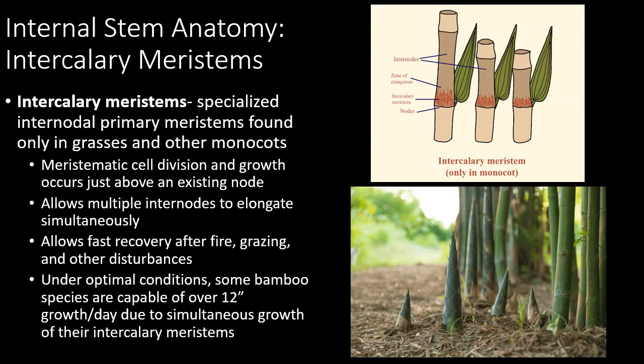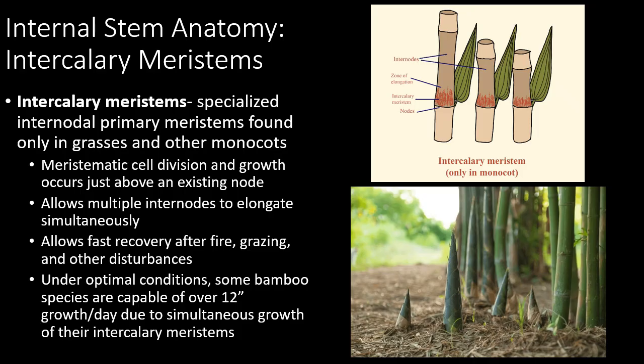Intercalary meristems are really unusual. You may remember that I just went on and on about how growth only occurs at the tips of stems. And that's true for almost all plants, but not for some of the grasses, bamboos, and monocots. In an intercalary meristem, above each node, we have this soft tissue where active cell division and elongation can occur, at the bottom of each internode, just above each node. And that allows grasses and bamboos to do some really interesting things.